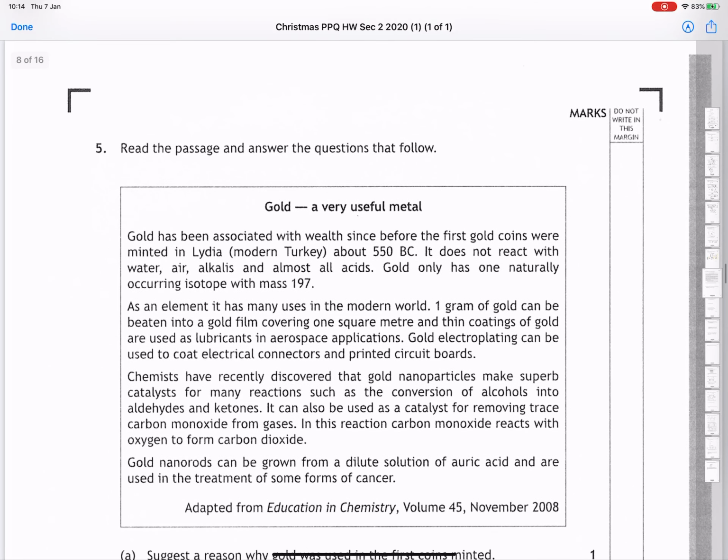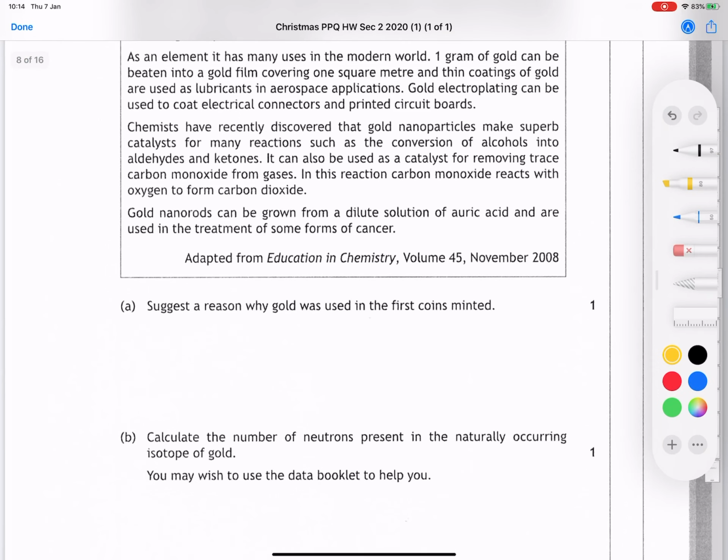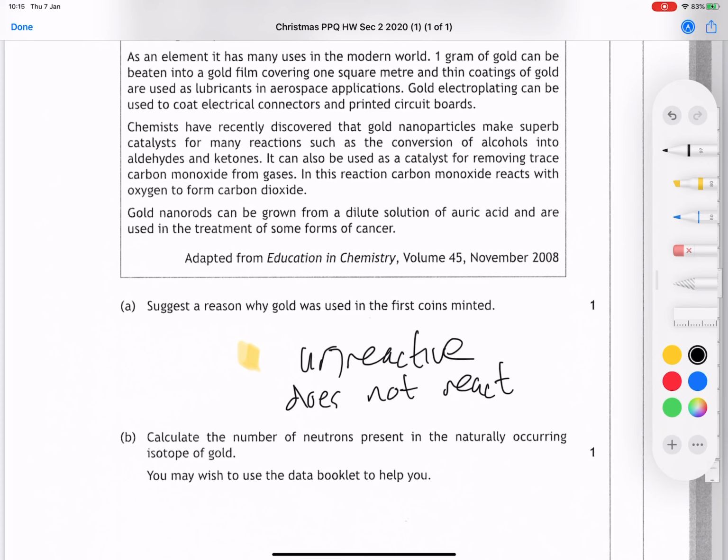Number 5 is just about reading the passage and answering the questions. Suggest a reason why gold is useful. And the answer there is unreactive. Does not react. You could have written that. Or can be beaten into shape. If you also had that, you would accept that answer. Or found uncombined. So it's not attached to anything below the ground.